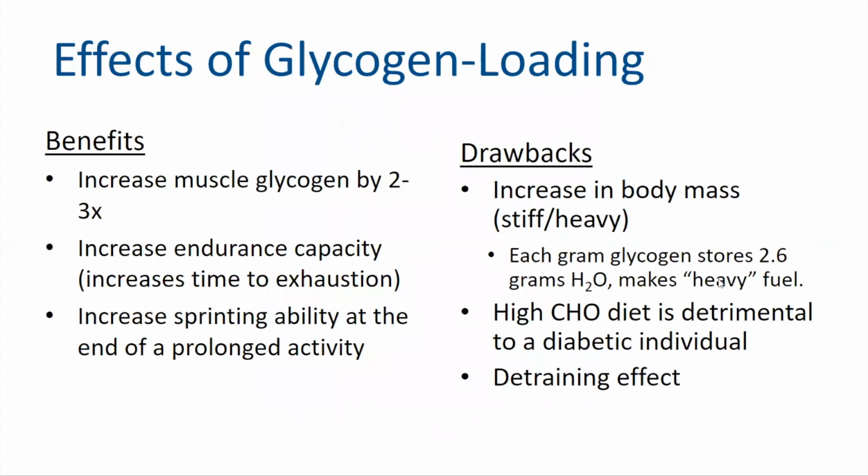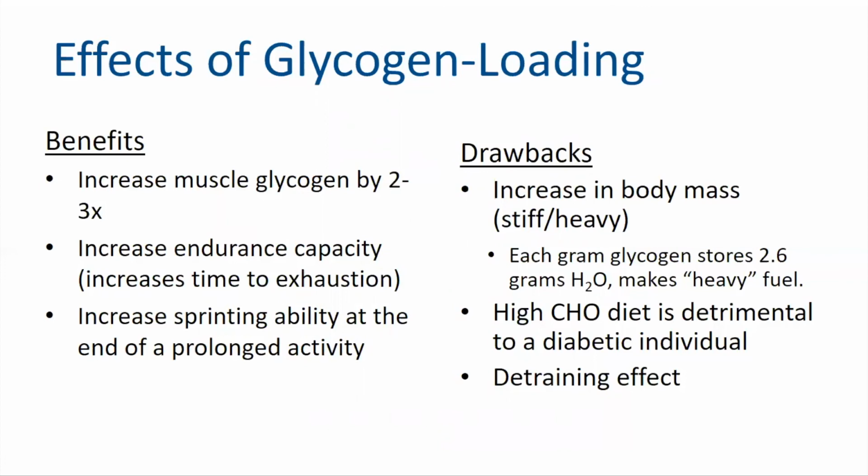So the benefit of carbo loading or glycogen loading is that you'd be able to increase your muscle glycogen by 2 to 3 times, so 200 to 300%. It will increase your endurance capacity and increase your sprinting ability at the end of a prolonged activity. This glycogen loading protocol is not going to be effective or recommended for individuals who have type 2 diabetes, because eating a diet high in carbohydrates goes against the recommendations for type 2 diabetics.